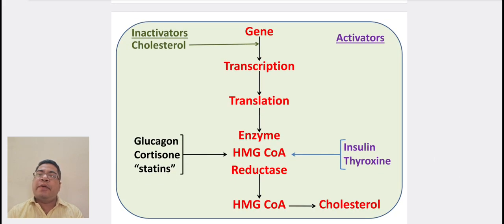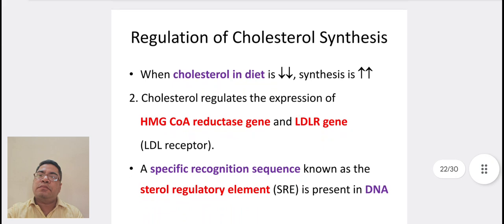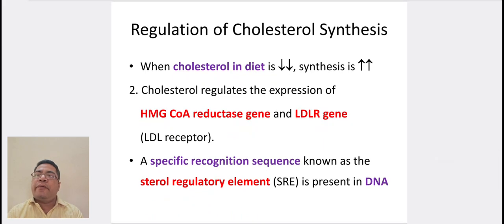In the diagram, we can see the different steps. At the first step, the inactivator is cholesterol, and at the further enzyme HMG-CoA reductase step, glucagon, cortisone and statins are inactivators, whereas insulin and thyroxine are activators. When cholesterol in the diet is reduced, synthesis is increased.